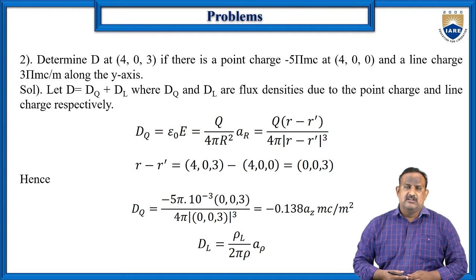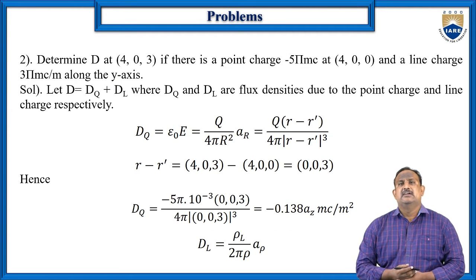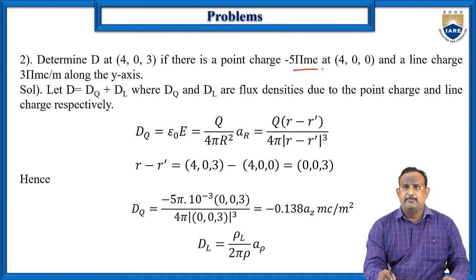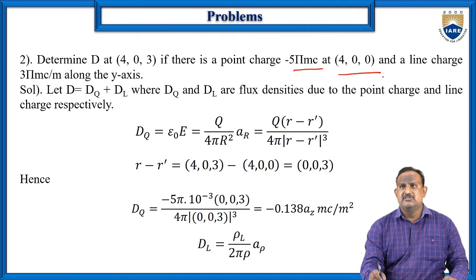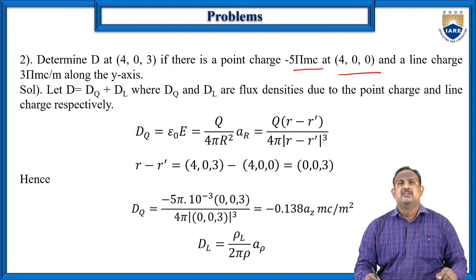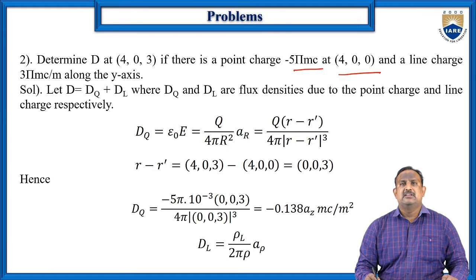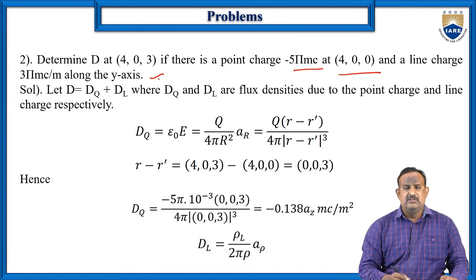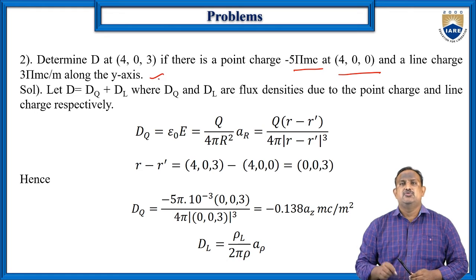Next, we'll see the next problem. Determine the electric flux density D at (4, 0, 3) if there is a point charge of minus 5 pi millicoulombs at (4, 0, 0) and a line charge of 3 pi millicoulombs per meter along the y-axis. Here we need to find the electric flux density due to the point charge and the electric flux density due to the line charge.